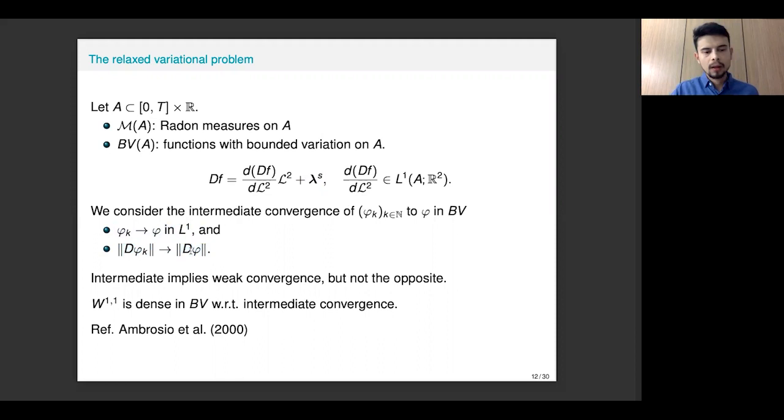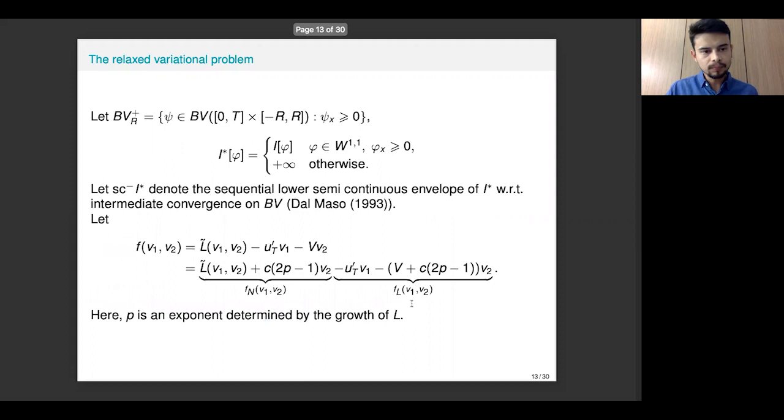You are retaining the same structure as before because intermediate convergence implies the weak convergence we were dealing with in the previous formulation. And you actually have these density results, so you are identifying a good setup to guarantee that now this minimizer is going to be attained. As I did before, I'm going to introduce the new sets of admissible functions. This is basically the same, but the main difference is that you need this to make sense now for BV functions.